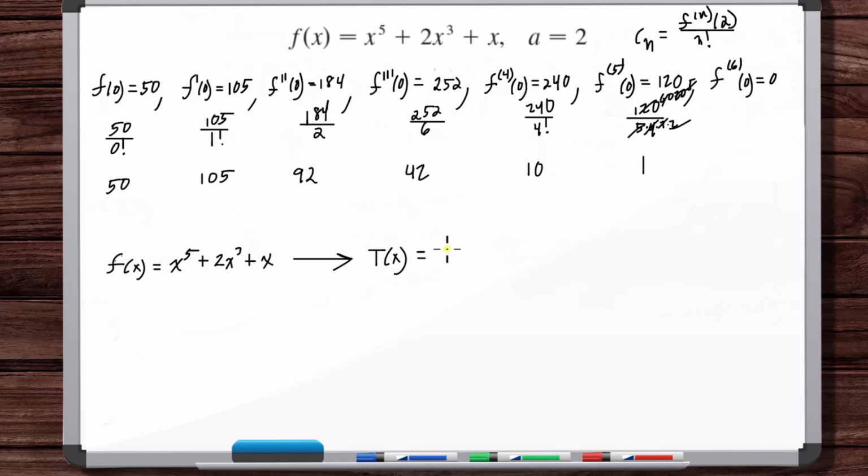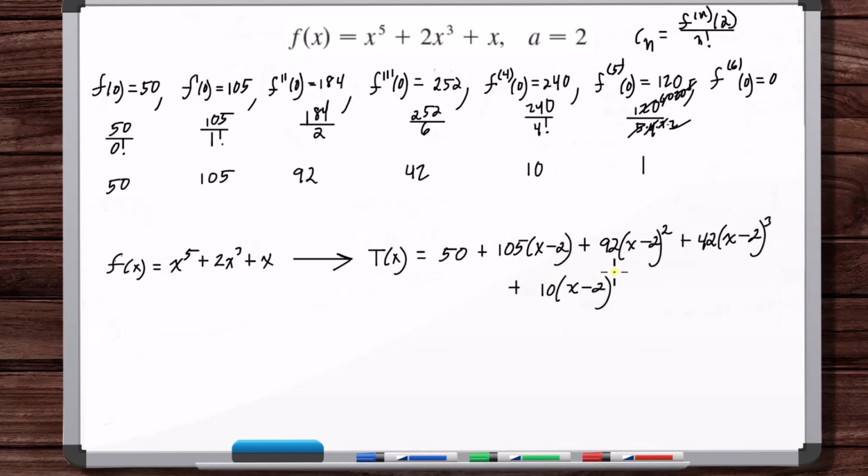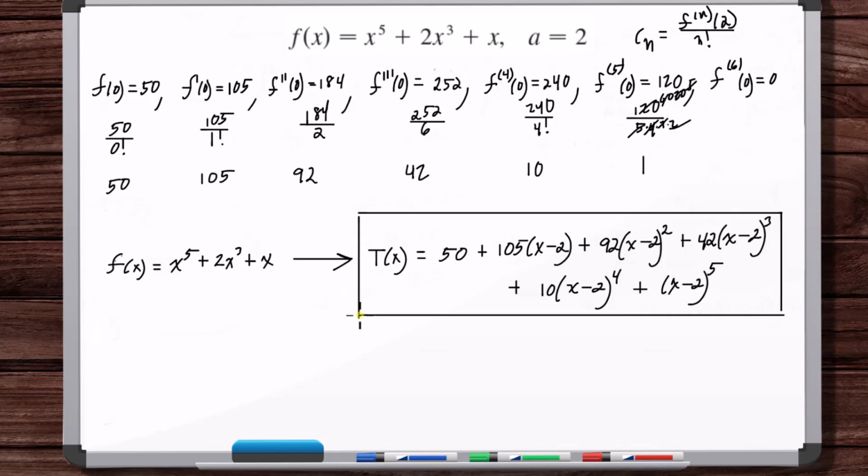So, okay, the first term is just 50, a constant, and then 105 times x minus 2 to the first, plus 92 times x minus 2 squared, plus 42 times x minus 2 cubed, plus 10 times x minus 2 to the fourth, and then plus x minus 2 to the fifth. And that's it. And now the radius of convergence, this is a polynomial.